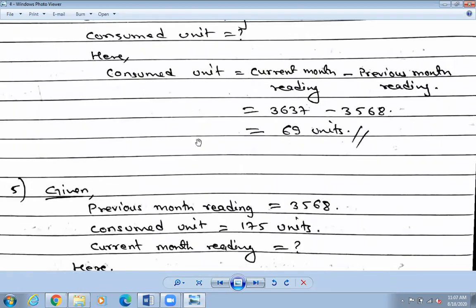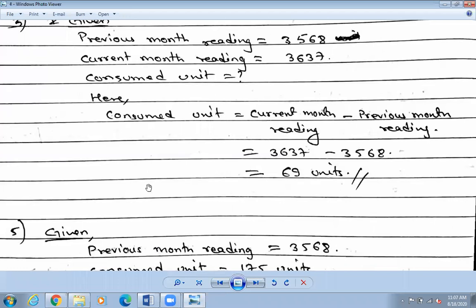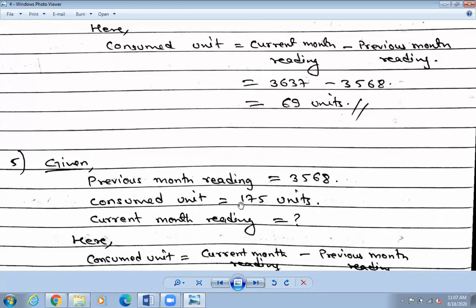In question number 5, it is written that in a water meter reading, it is found that the previous month reading was 3,568. In the previous number, the consumed unit had to be found. But in this number, what is given? The consumed unit is given now. 175 is given.